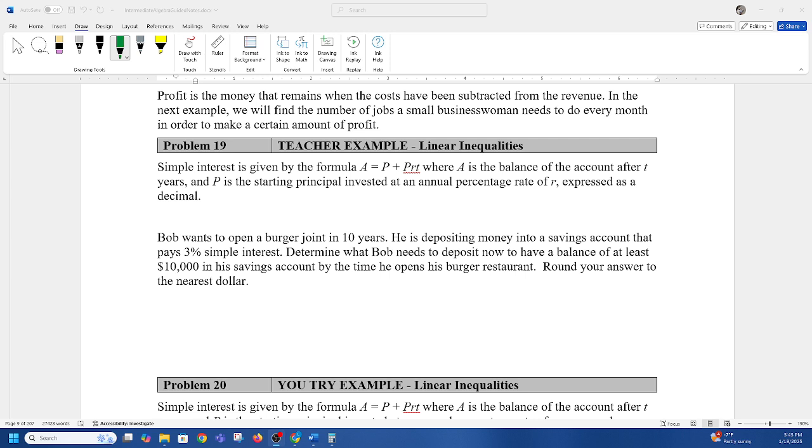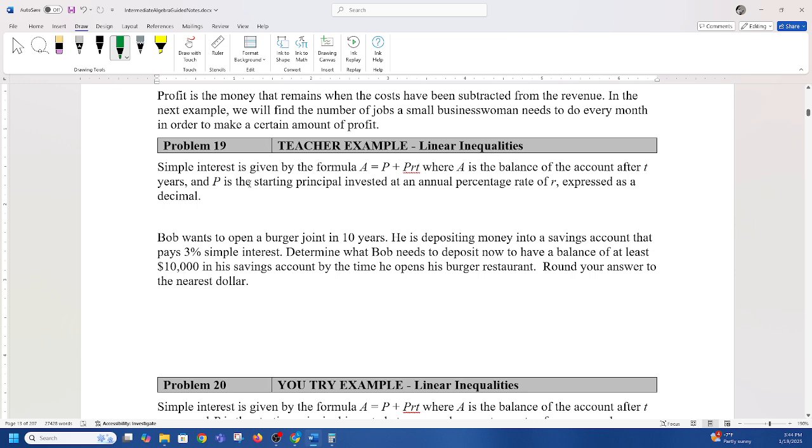Bob wants to open a burger joint in 10 years. He's depositing money into a savings account that pays 3% simple interest. Determine what Bob needs to deposit now to have a balance of at least $10,000 in a savings account by the time he opens his burger restaurant. Round your answer to the nearest dollar.